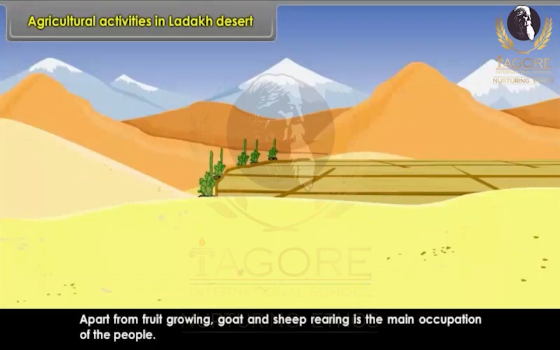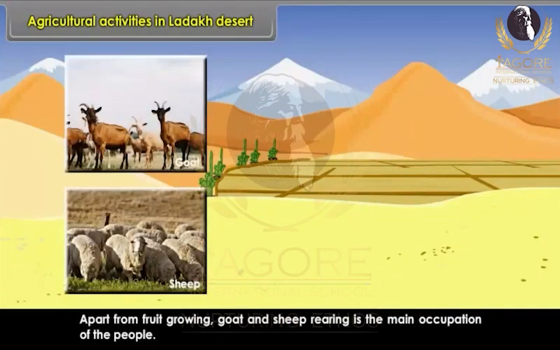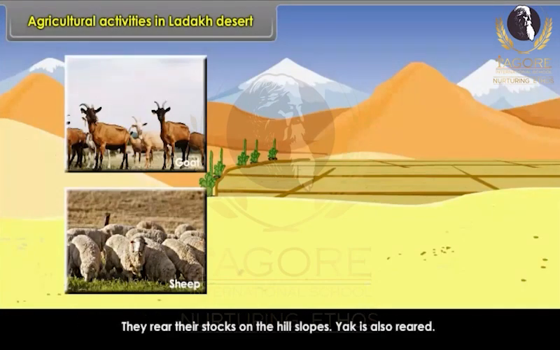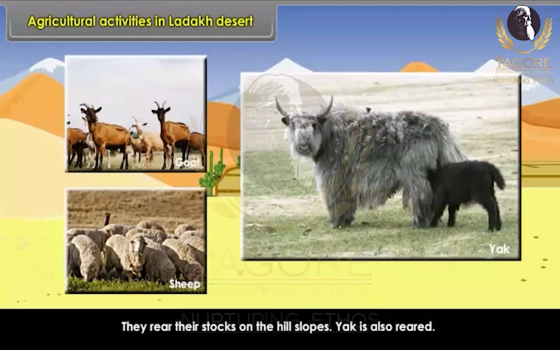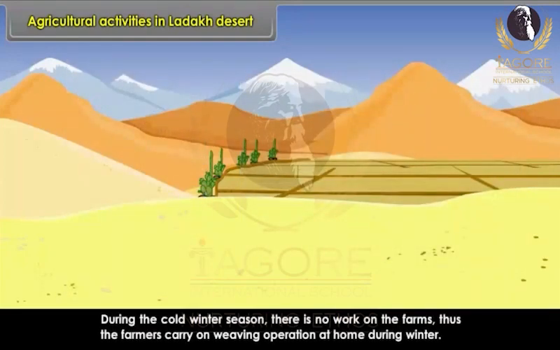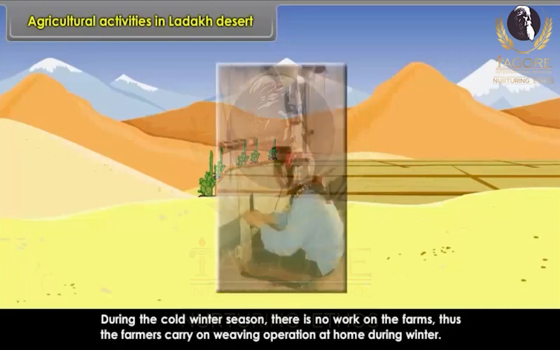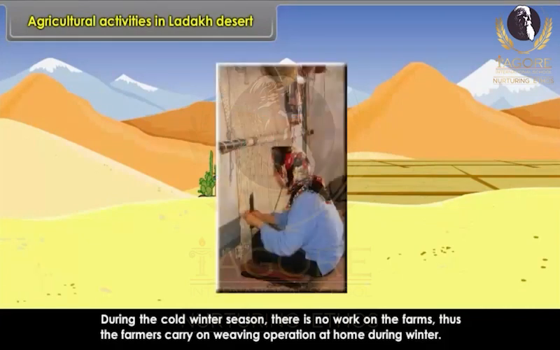Apart from fruit growing, goat and sheep rearing is the main occupation of the people. They rear their stock on the hill slopes. Yak is also reared. During the cold winter season, there is no work on the farms. Thus, the farmers carry on weaving operations at home during winter.